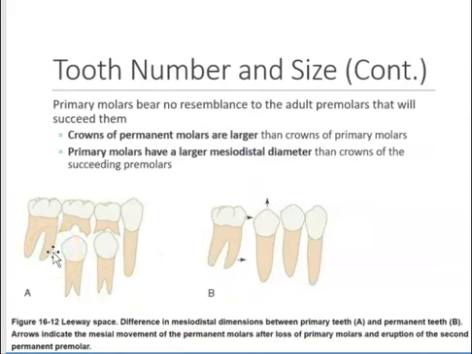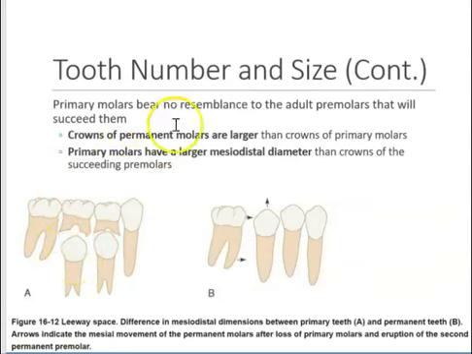When we look at the primary molars, you'll notice that the primary molar is actually bigger, has a larger mesiodistal diameter. So distal is here, mesial is here. It has a larger diameter compared to its permanent premolar. So the primary molar is bigger than the premolar.